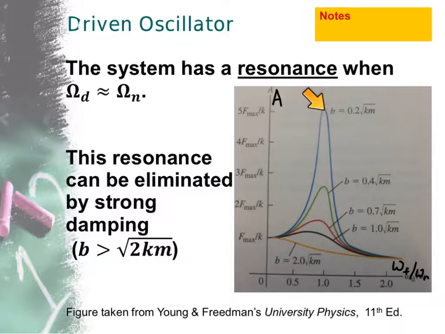So the larger the damping gets, the smaller this peak gets. And as a matter of fact, I can completely eliminate this strong, what's called resonance, by having enough damping such that this B is greater than the square root of 2km. So amplitudes can get quite large when you don't have much damping and when you drive your force at approximately the same frequency as the natural frequency.